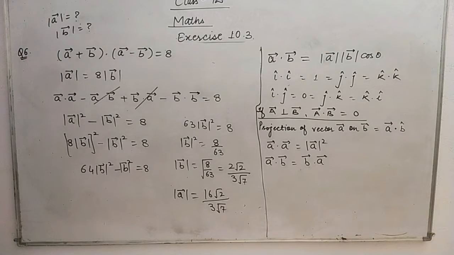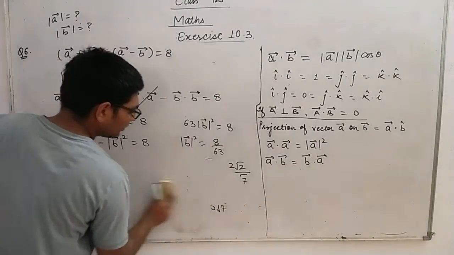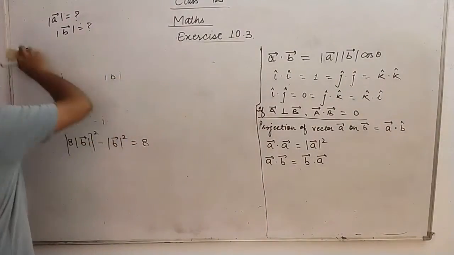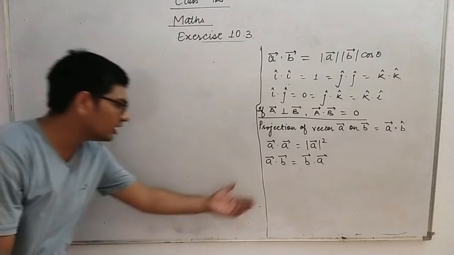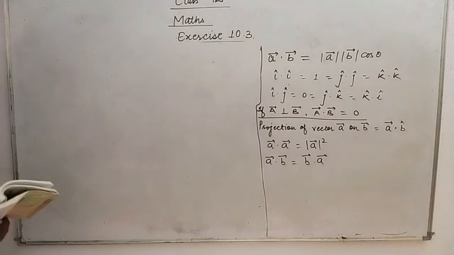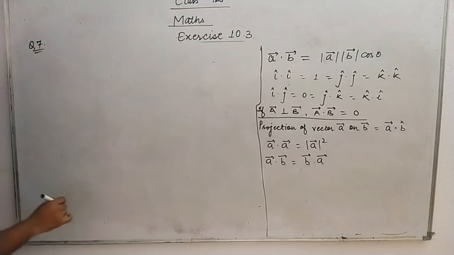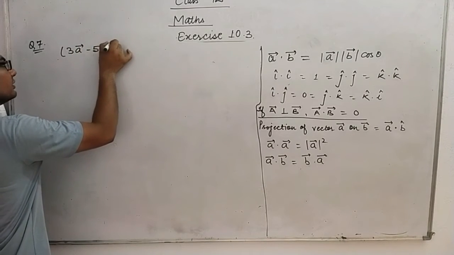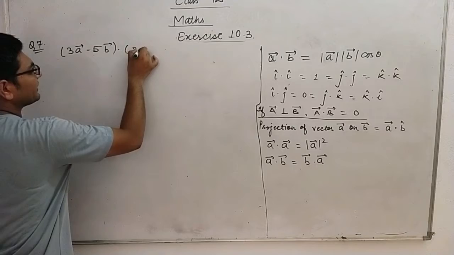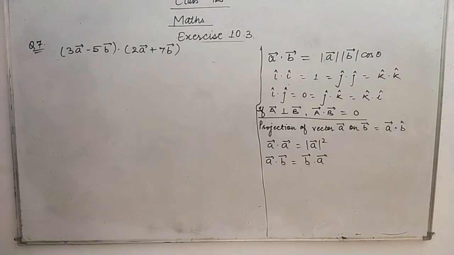Question number 7. Dear students, just have a closer look at the formula section. These formulas are very important to solve this complete exercise. In question number 7, I have to evaluate a product. The product is (3a minus 5b) dot product with (2a plus 7b). I need to evaluate this product.